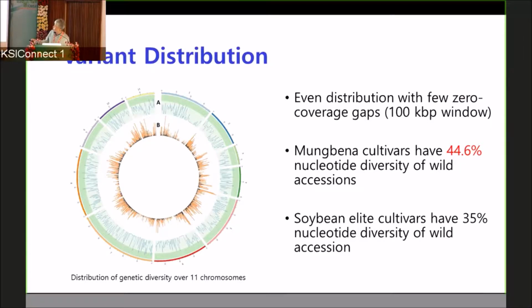The mungbean cultivars have 44.6% of the nucleotide diversity of wild accessions. We know that soybean cultivars have 35% of the nucleotide diversity of wild accessions. So there is some room for improving mungbean genotypes by selection of desirable genes.